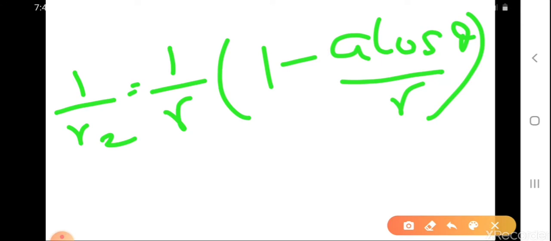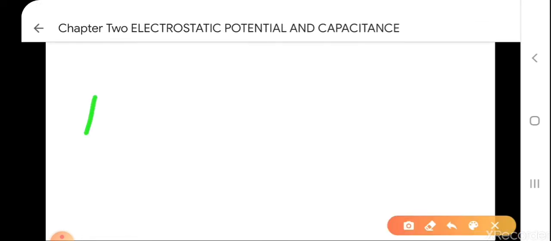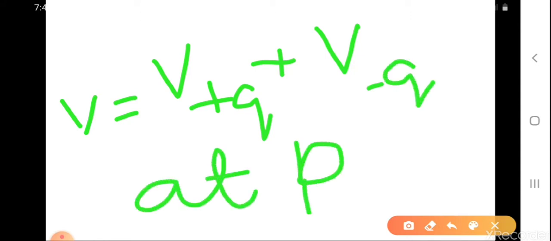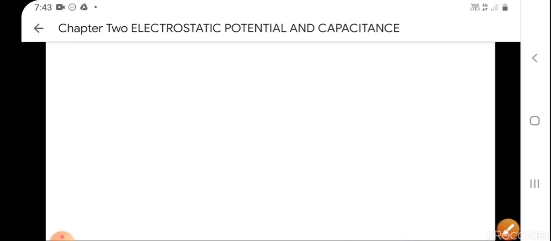Then what we have to do next? Look at the notes. Yes, we have to find out capital V. Therefore, capital V is equal to V due to plus Q and V due to minus Q, where at P. At P, V is equal to V plus Q plus V minus Q. So can we do that? Yes. I'll try to write within one screen. It's difficult only, but we will try.